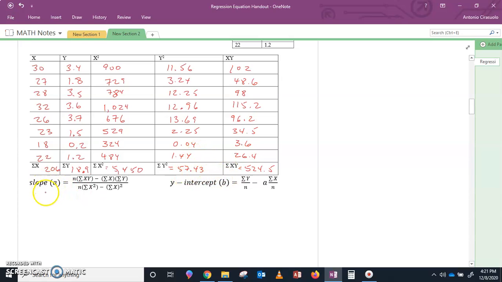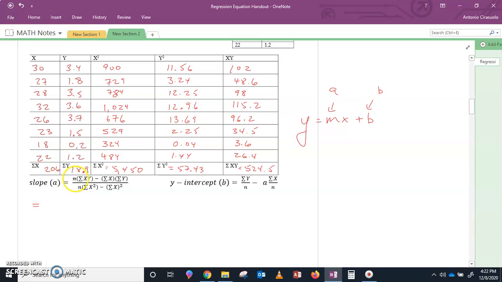Now, to find the slope of our equation, instead of y is equal to mx plus b, as I'd mentioned, we're going to call m the slope, and b is going to be the same. It's going to be the y-intercept. In order for us to find the slope, we're going to use this formula. And so let's put this all together.